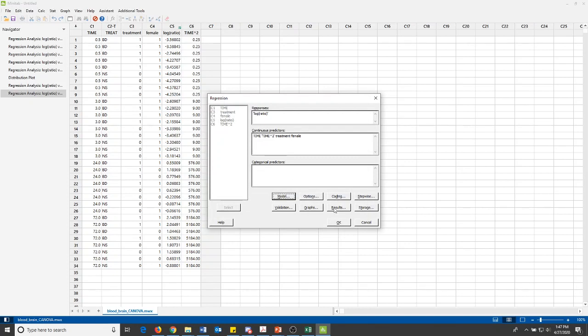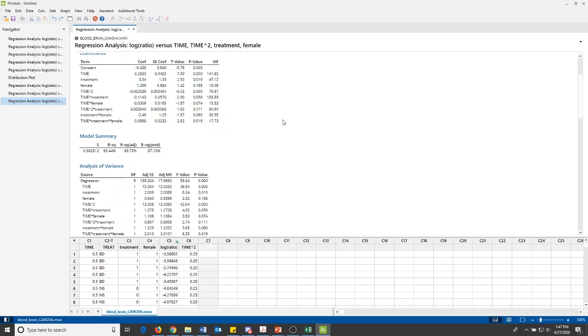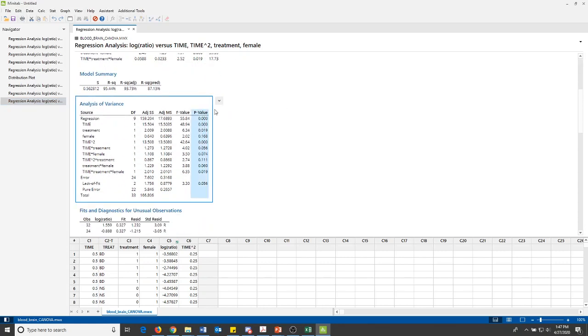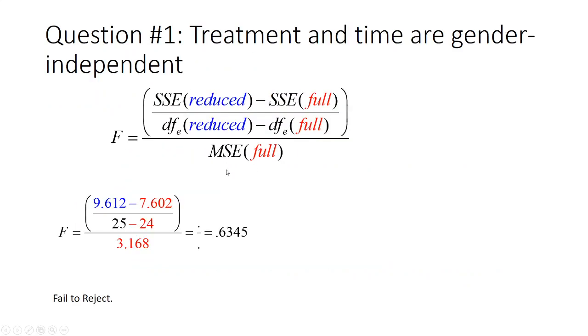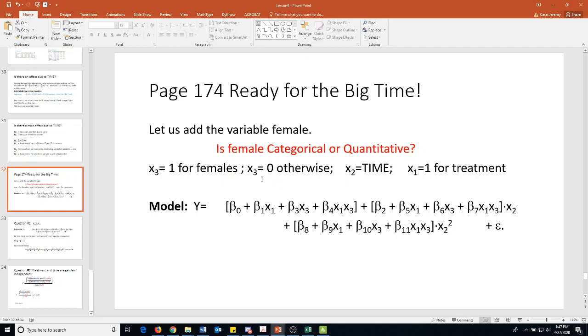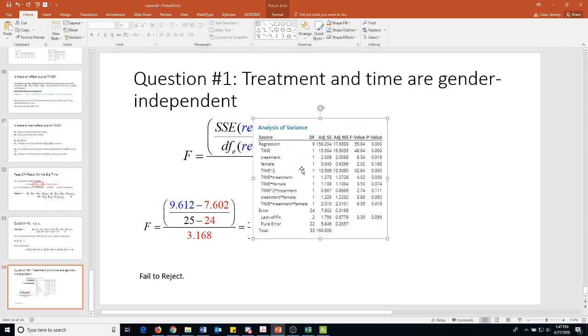And so let's go ahead and calculate that. I just want to show you something interesting: up here at the top, it says time squared times female cannot be evaluated, and time squared times treatment times female. That's going to mess up a little bit of our partial F test, but that's just because there weren't enough data variables to do this. So that's where things are going to get a little out of whack from what we've done before. So here I'm going to copy as picture this analysis of variance part. All right, that's my full model there.